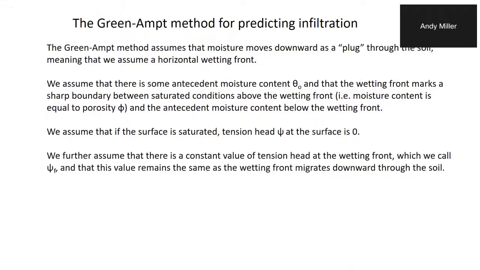We further assume, and this is something we haven't talked about yet, there's a constant value of tension head at the wetting front, which we call psi sub f. And that remains the same as the wetting front migrates downward through the soil. That's a fairly big assumption. We don't necessarily know exactly what the tension head is right at the boundary between the saturated zone and the unsaturated soil that's got a certain moisture content that existed before it started raining. But we assume that whatever it is, if we can figure out what it is, we can assume that it stays the same even as the wetting front migrates downward. That makes this problem easier to solve.